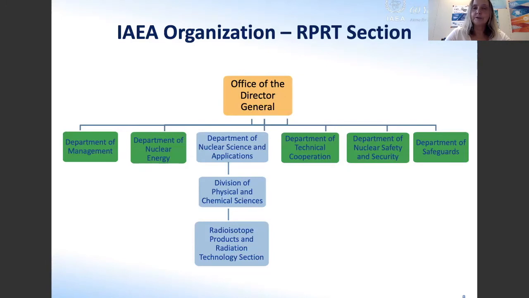Now I would like to switch gears a little bit and talk about different activities that the IAEA is conducting to support accelerator-based technology. Here you can see an org chart showing different departments, and specifically the Department of Nuclear Science and Applications, where I belong. And under this department, there are several divisions, and the Division of Physical and Chemical Sciences deals with radioisotope production and radiation technology. And this is the section where I work.